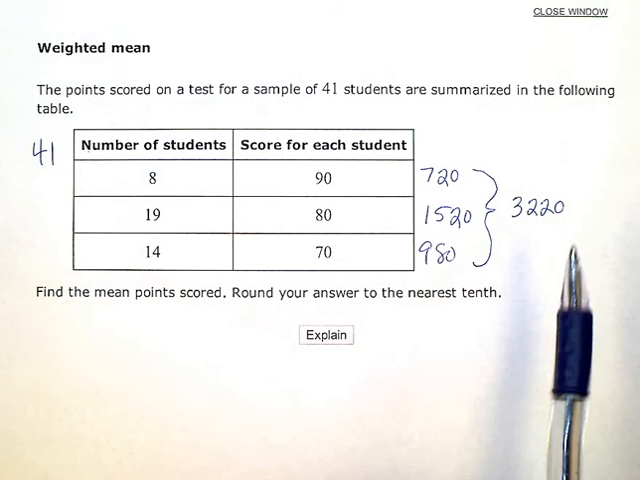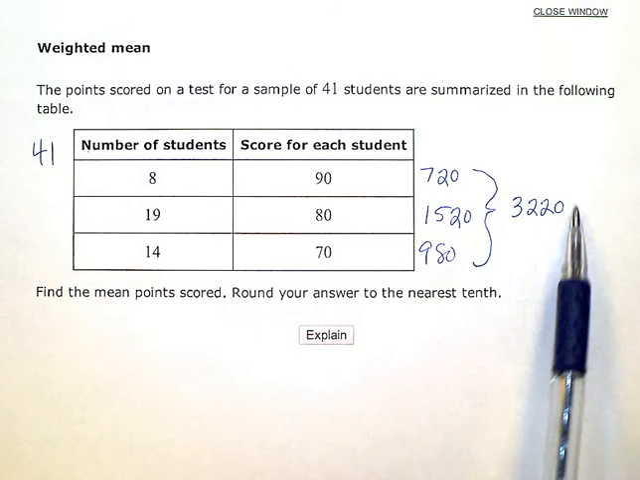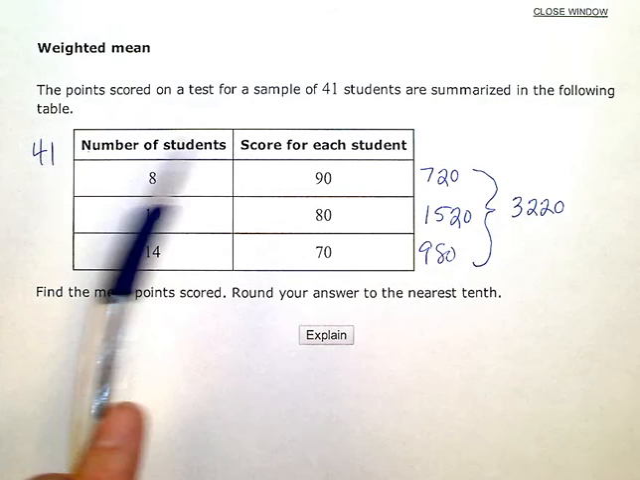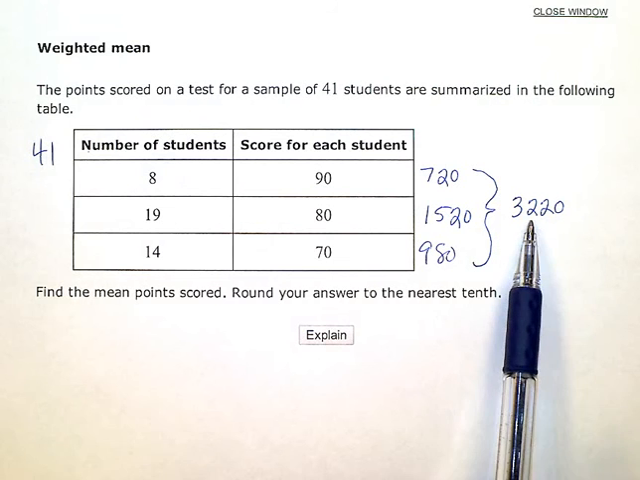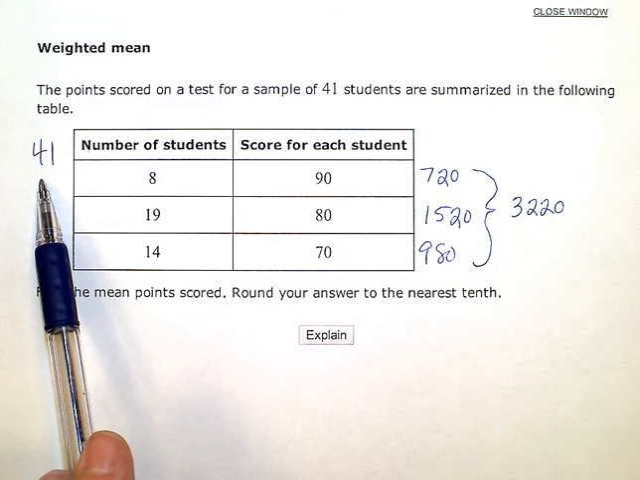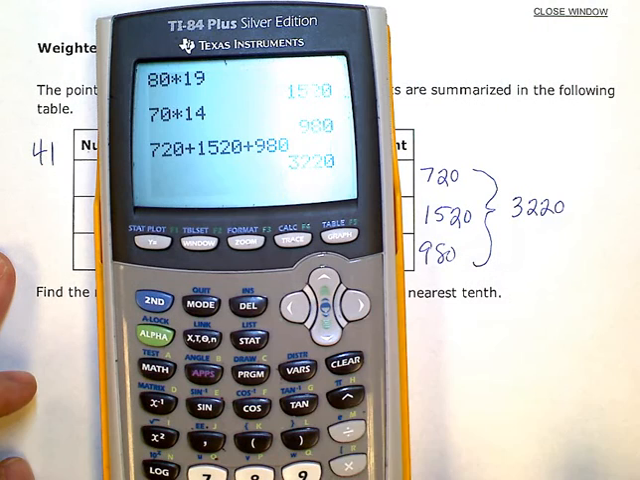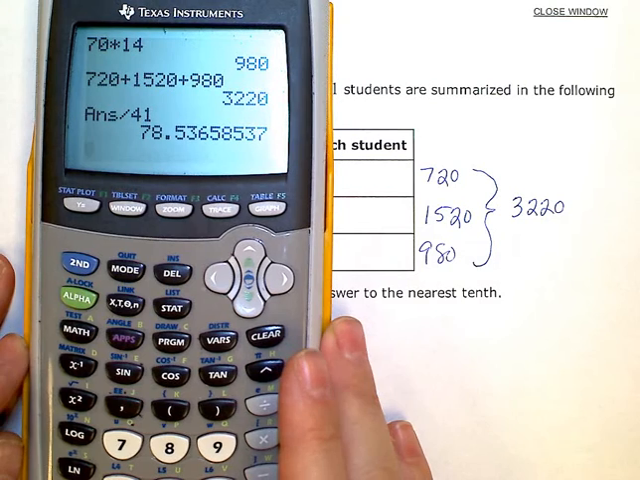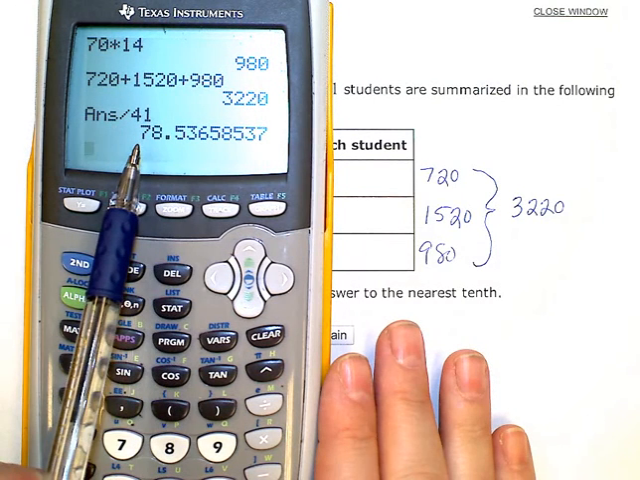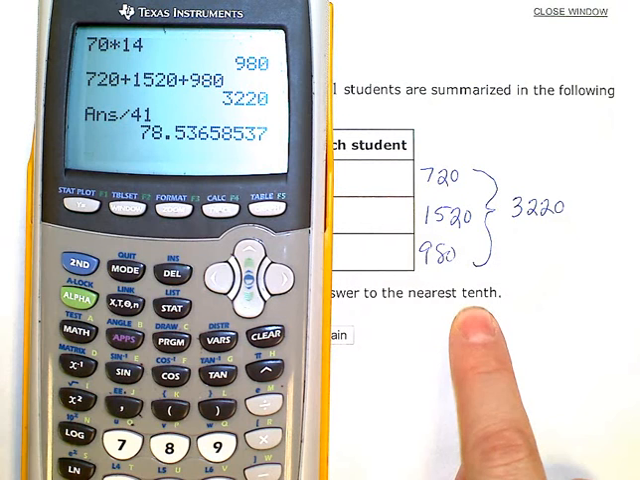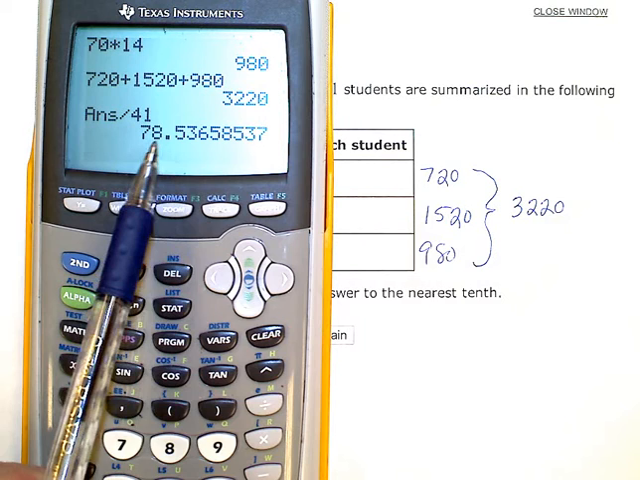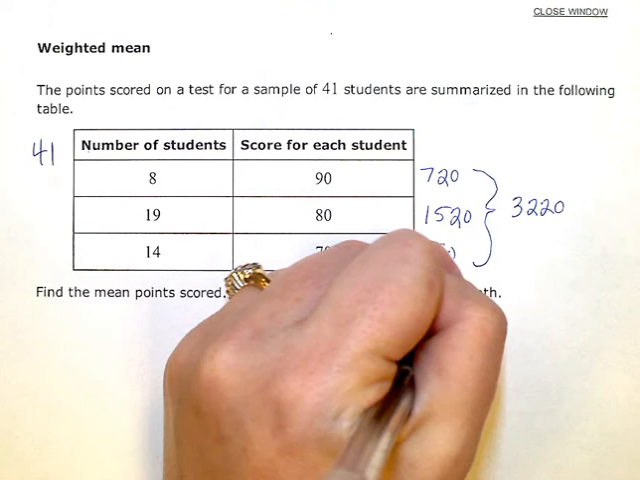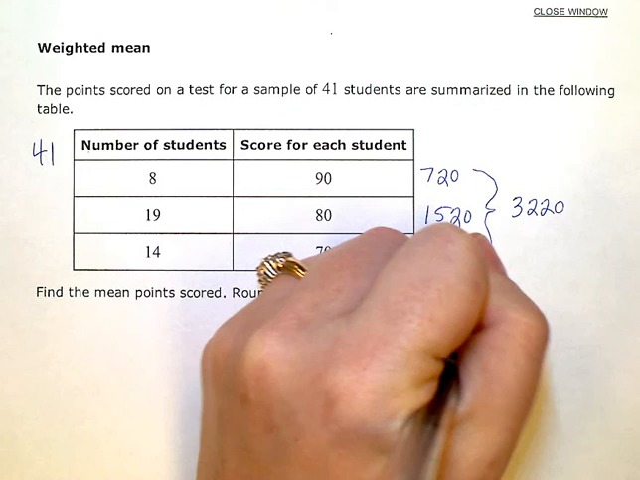So to find the average, the total points scored by everybody, all 41 students, is 3,220. So I'm going to take that number and divide by my total students, which was 41. And my final answer, the average, is 78.536, and they want it rounded to the nearest tenth, which is one decimal place, so 78.5 is the average score.